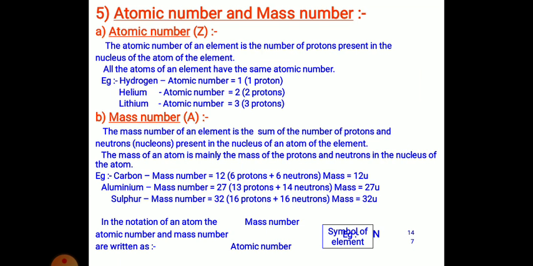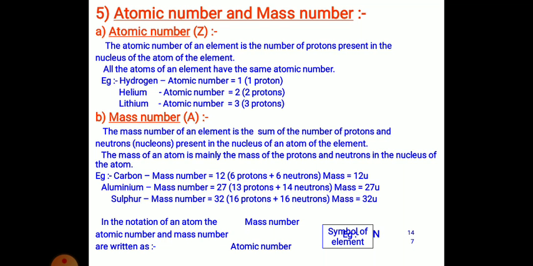Students, we will learn some examples related to it. Hydrogen has atomic number 1, that is, it contains 1 proton. Helium has atomic number 2, number of protons is 2. Lithium has atomic number 3, number of protons is 3. Students, one point you should also note here is the number of electrons, because we have already stated that the number of electrons and the number of protons are always the same. So you can also count electrons instead of protons here.